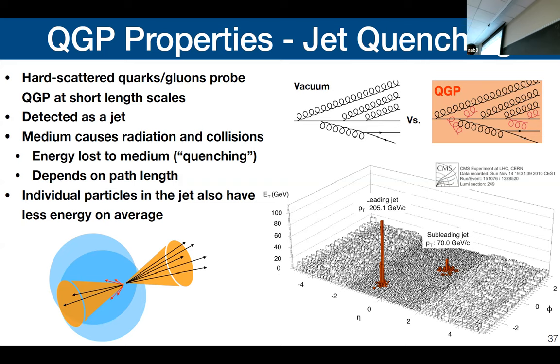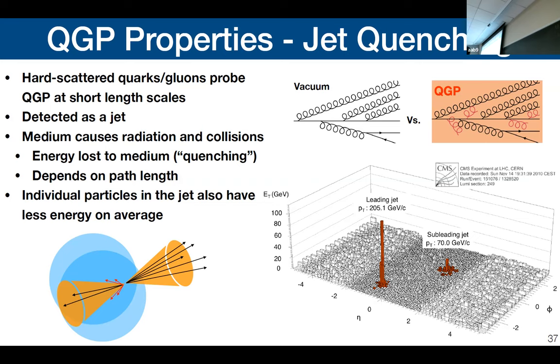It loses more energy. You can see an example of this from this LHC event, which was used in the discovery of jet quenching. You can see that this first jet is probably unquenched or didn't lose that much energy, but the one that went through the Quark-Gluon plasma lost a huge amount of energy, to the point where it's almost not even detectable anymore, right? So this is a very clear example of this jet quenching phenomenon.